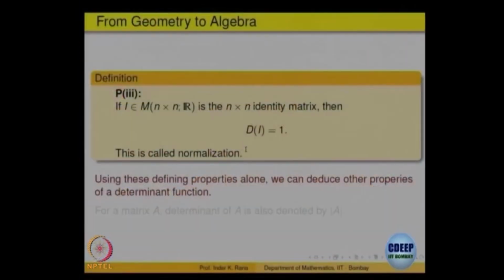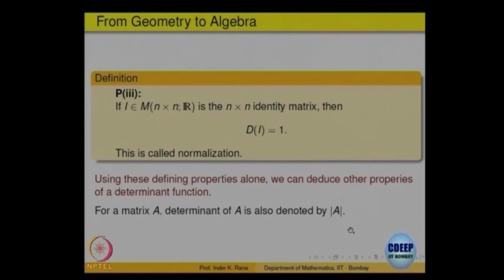So, sometimes instead of writing the letter D of a matrix A, one also puts two bars around A, right. This symbol also is used to indicate you are looking at the determinant of the matrix A, a notation only, nothing more than that. Is it clear?